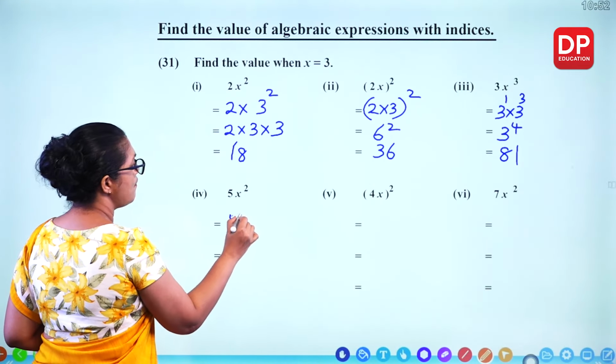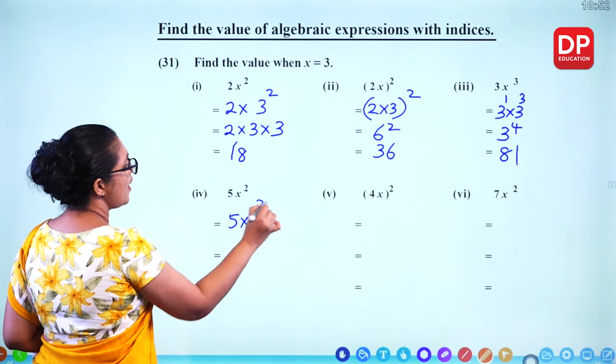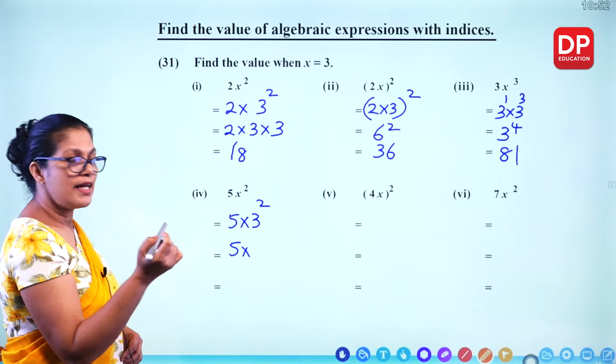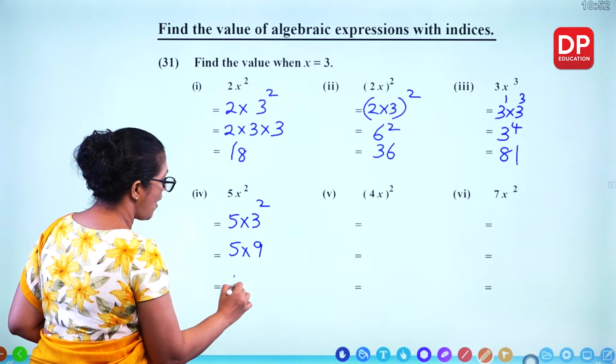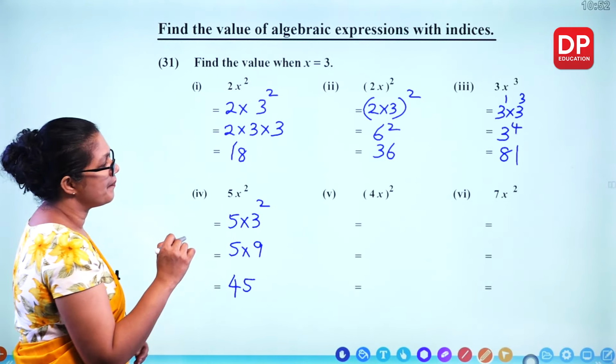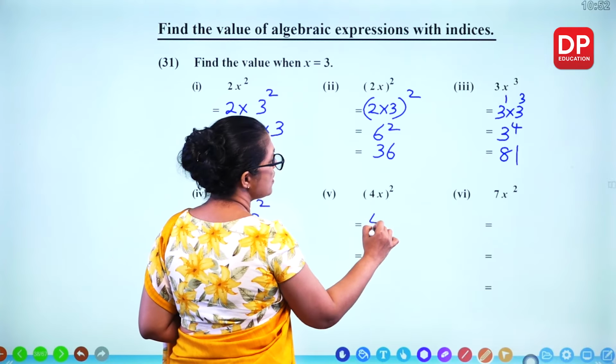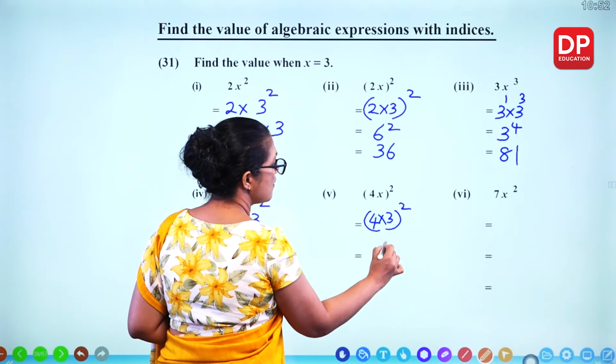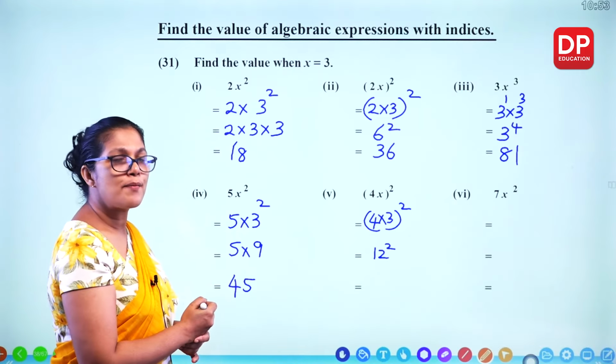This one, 5 times 3 squared. So 5 into 3 times 3, 9. 9 times 5, 45. Next, 4 times 3 squared. Now 4 times 3, 12.